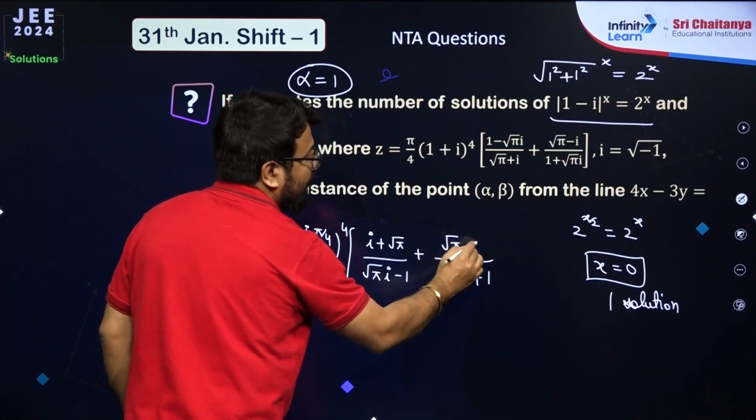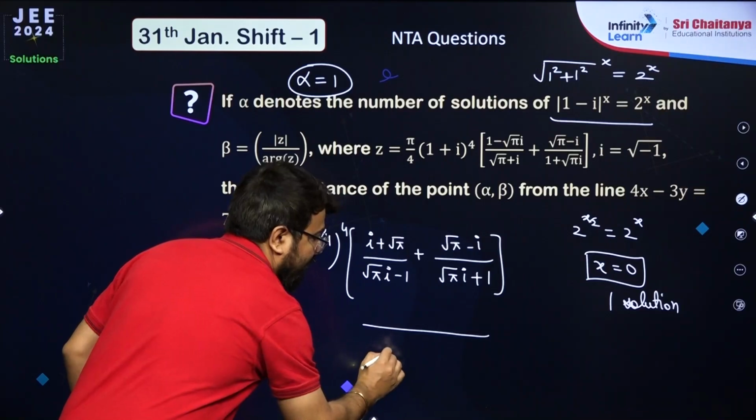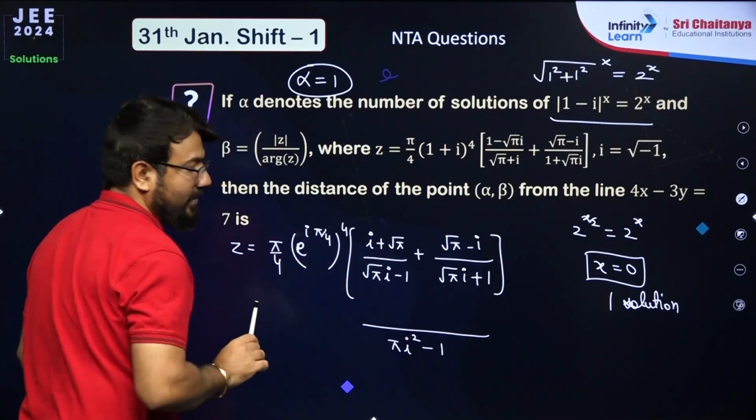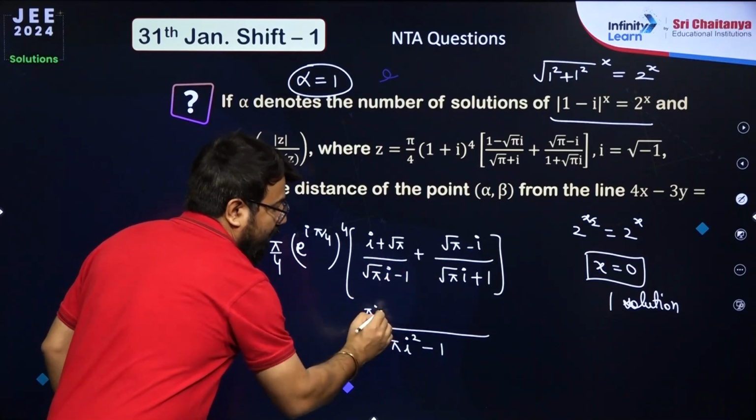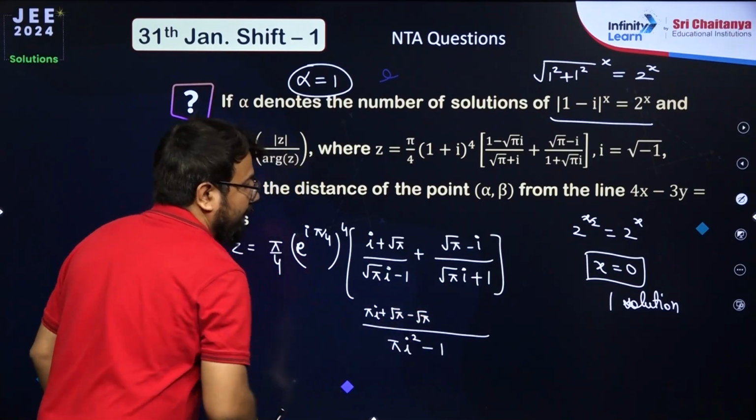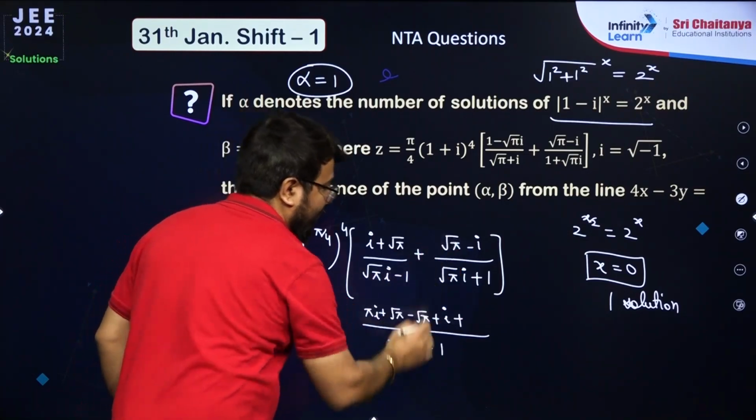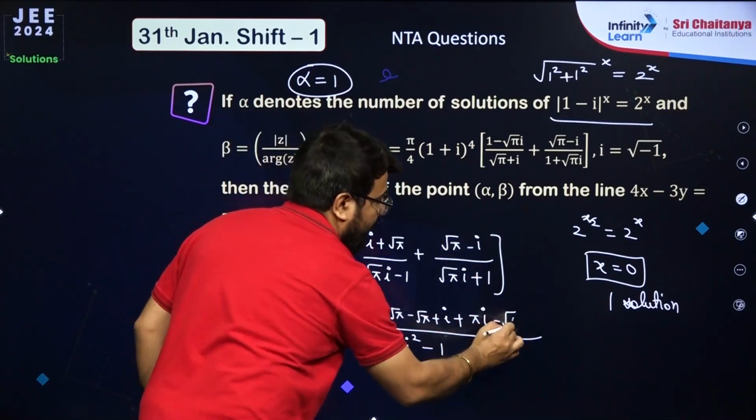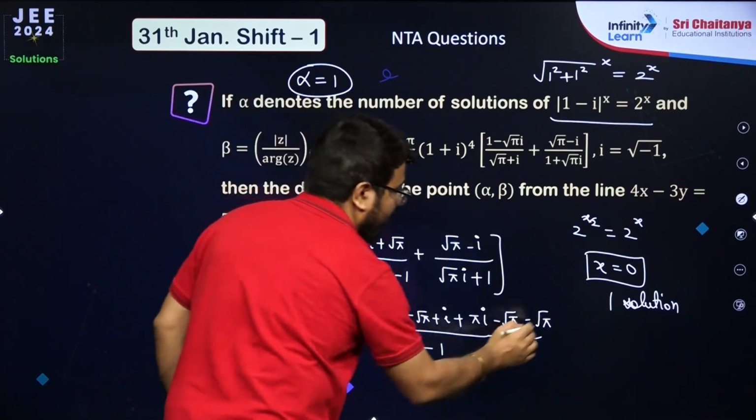Why did I do so? To actually simplify it in a better way. Because if I try to take the LCM now, it will be pi iota square minus 1, and this expression will be multiplied with this expression. So root pi into root pi, it will become pi iota. Root pi into 1 will become root pi. Then iota into this will become minus root pi, and here I will have iota into 1, that will be iota. Then this expression will be multiplied with this, it will become pi iota. Then root pi into iota will become minus root pi. Then minus 1 into root pi will become minus root pi. And then minus 1 into iota will become plus iota.